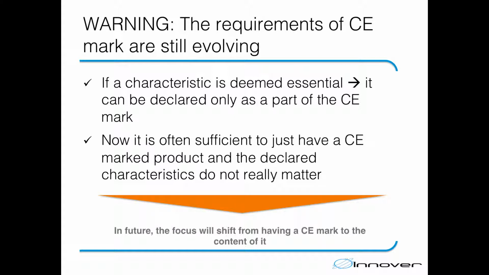But in our opinion, in the future this will change, and as CE markings become more common, the focus will shift from having a CE mark to the content of the CE mark. So in the future, it is likely that you should have more characteristics declared as part of the CE marking than just one, to make it easier for customers to compare different products.